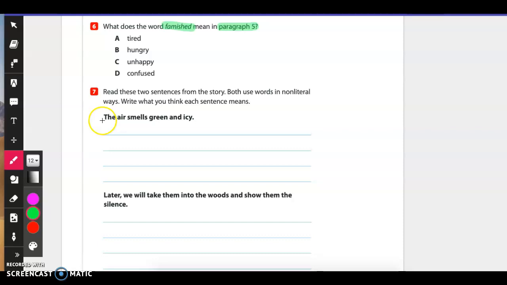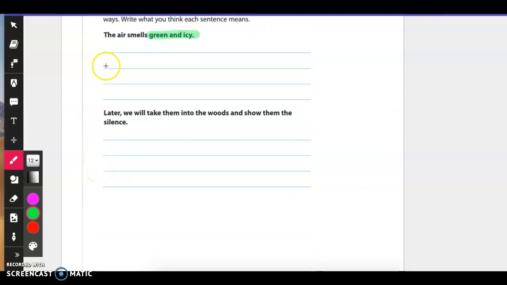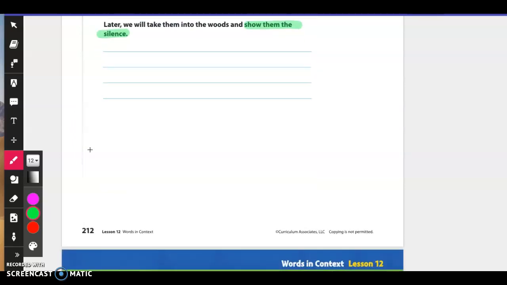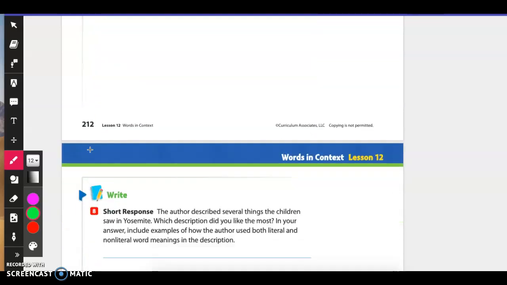Next, read these 2 sentences from the story. Both use non-literal ways. Write what you think each sentence really means. The air smells green and icy. Write the real meaning here. What does the air really smell like? Later we will take them into the woods and show them the silence. What does the author really mean? Once you have finished, move on to number 8.